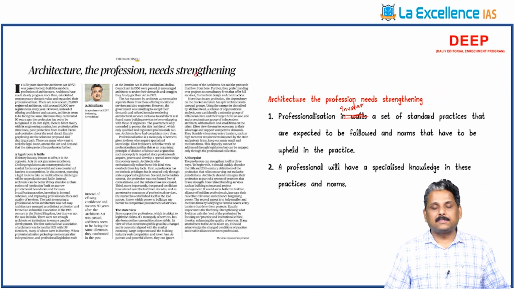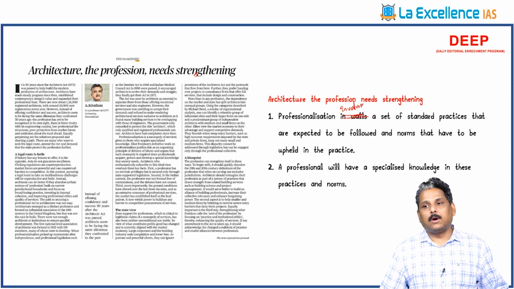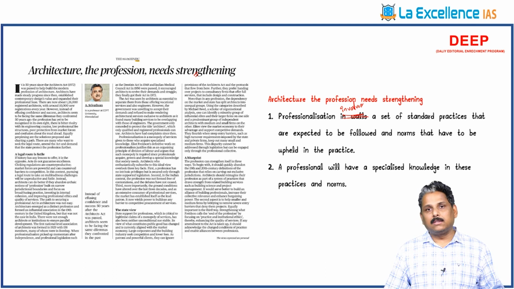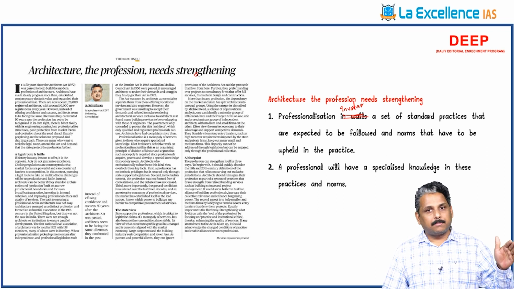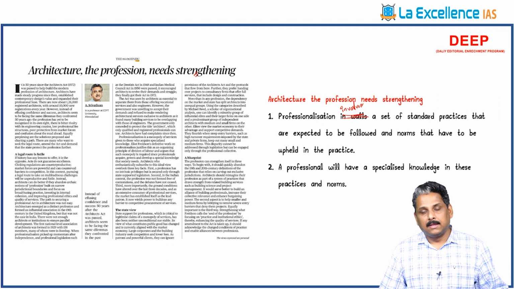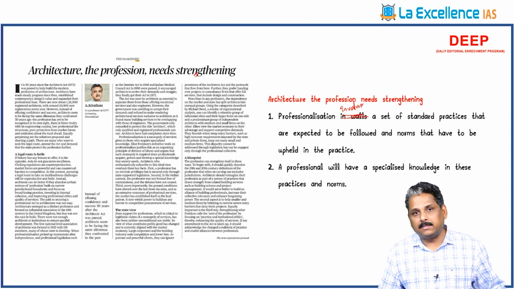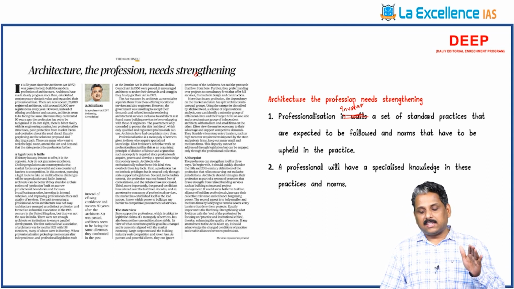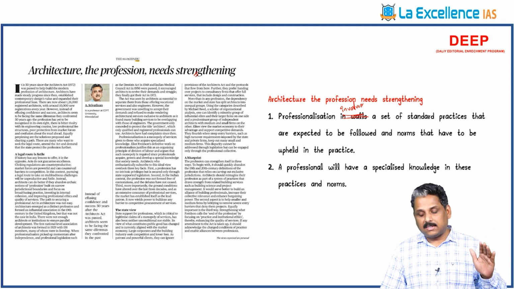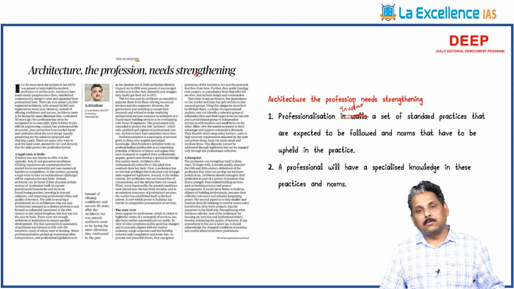Architecture, the profession needs strengthening. Whenever we are trying to answer points, we talk about standard operating procedures, professionalization of public services. These are the words we regularly use. Then what is meant by a profession? Profession means you have to have specific knowledge of certain practices in the conduct of that particular activity. Let's take a doctor shall have a knowledge of certain protocols which are being developed through the application and understanding of science. And so, a profession is nothing but a standard set of practices that are expected to be followed in the conduct of that profession.